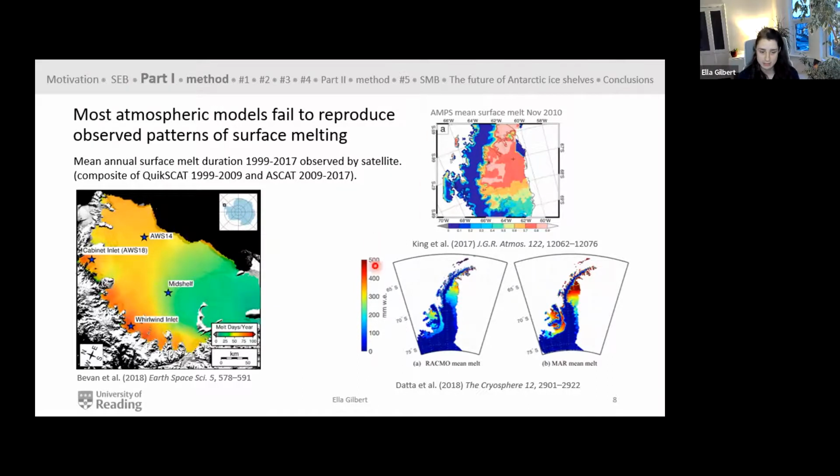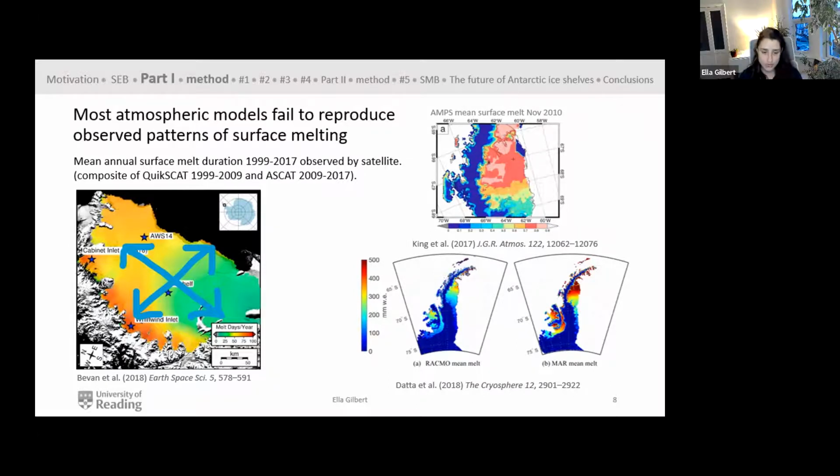And these three panels show just three of them. On the left here, we have a satellite derived composite of the annual mean melt duration on Larsen C from 1999 to 2017. It shows that we have this north-south gradient in melt duration, with more melting happening in the warmer, sunnier parts of the ice shelf. But we've also got superimposed on top of that this east-west gradient, and this is related to foehn winds.